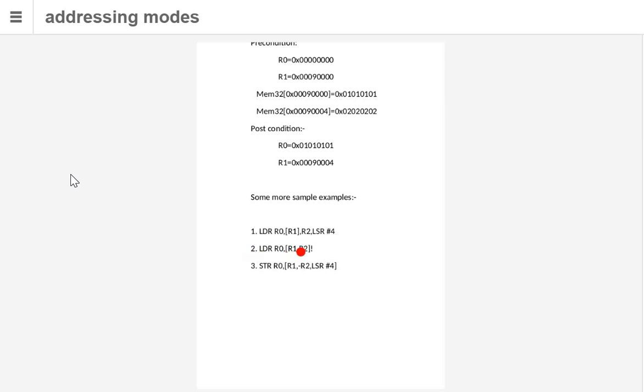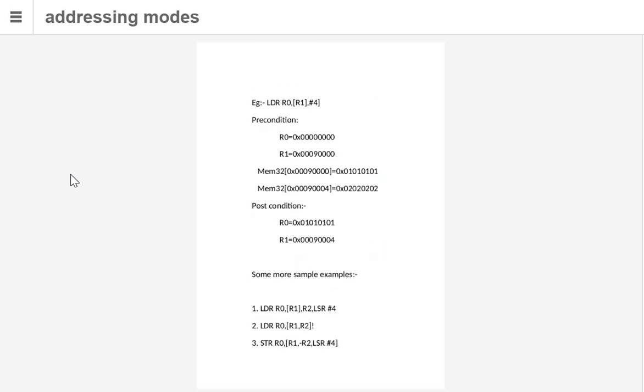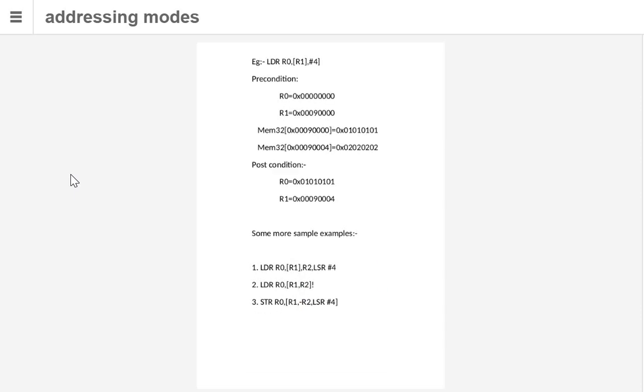So now again, the offset value can be given directly as an immediate value. In this example, I have given immediate value 4. Second case is offset value can be given in some register. The register is what? R2. Now third case is offset value can be given as a barrel shifter operation also. So now we have to see what is a barrel shifter operation. Barrel shifter operations are shifting, rotation operation.